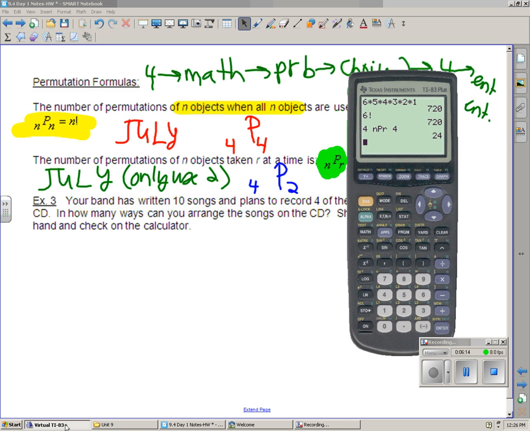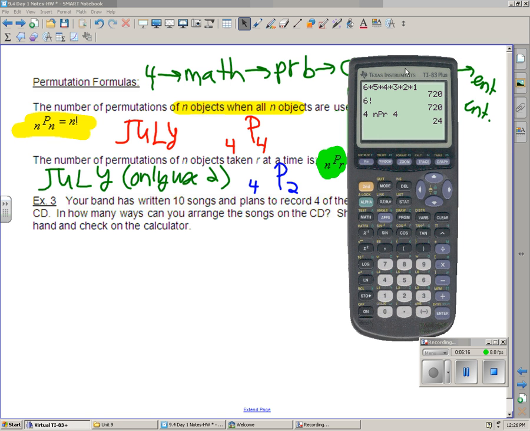And then again, if I go back to the calculator, we know the answer already was 12, but I could show you: 4, math, probability, choice 2, and I only want to take 2 of the letters, and there's your answer. Okay, so that's a shortcut.